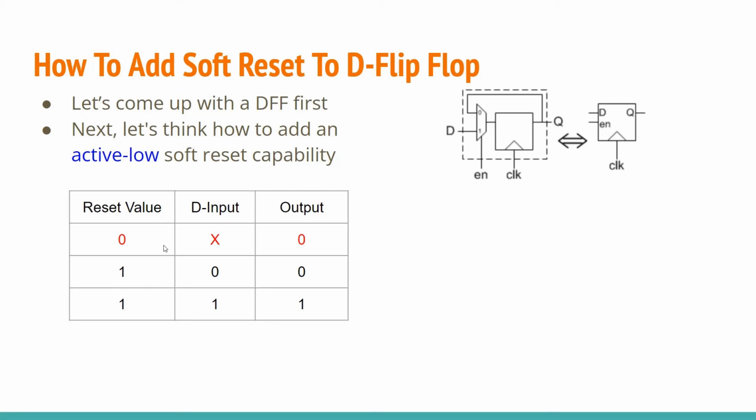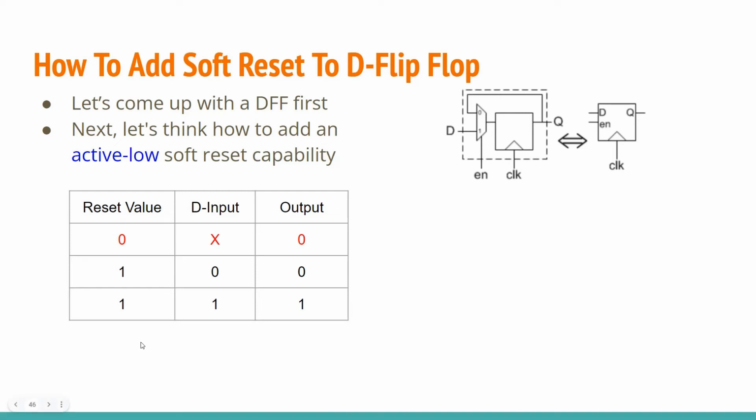For that, let's start with a simple table that indicates how the inputs and outputs should behave. So when the reset value, which will obviously be an input to the D flip-flop, is 0, then the D input is a don't care because the output has to be forced to 0, right? When the reset value is 1, then the output depends on the D input. And this is assuming the enable is 1, right?